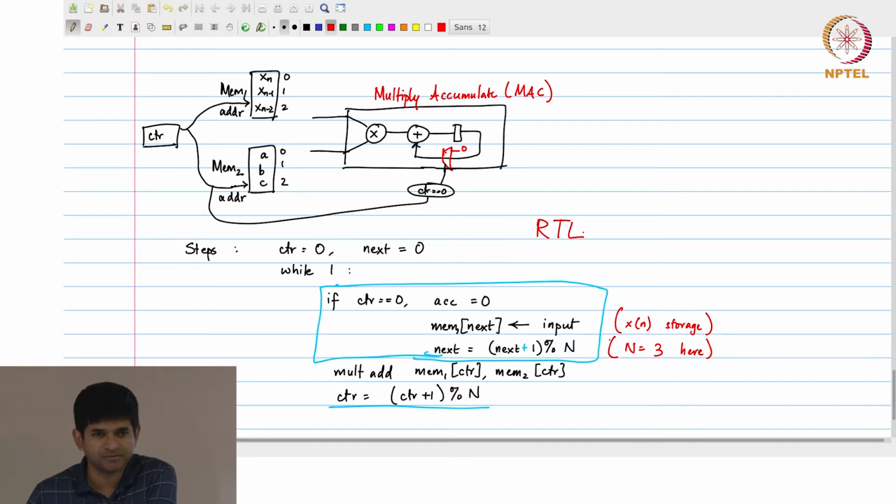So we now already have the basics of what a generic architecture for solving something like the FIR filter problem could look like. Okay, where do we go from here? Any questions?